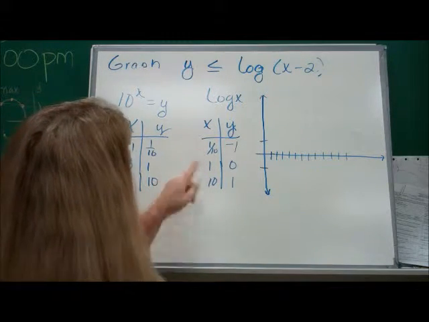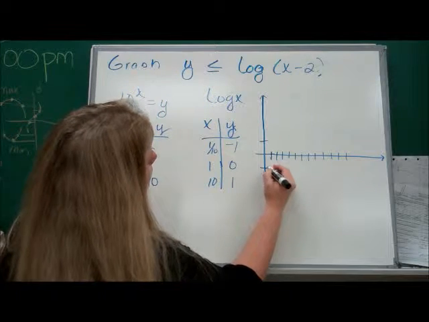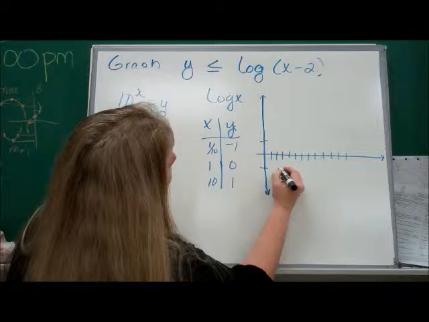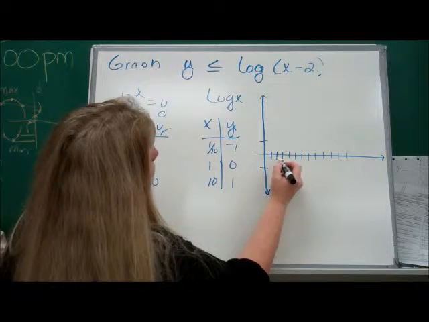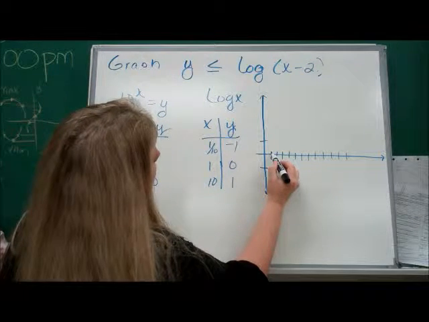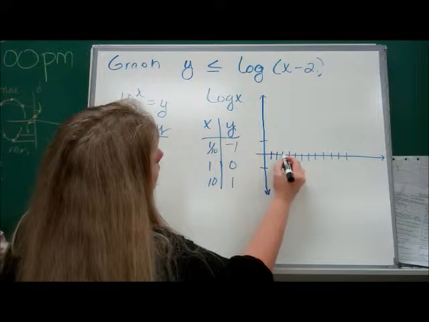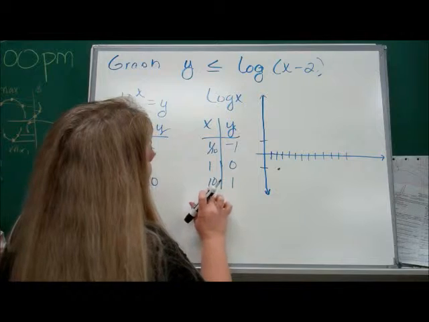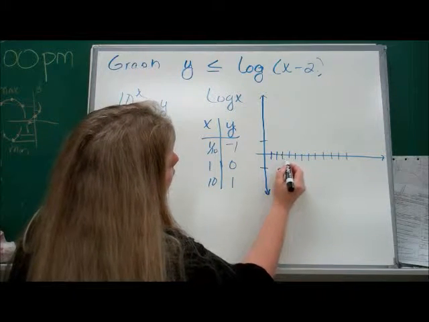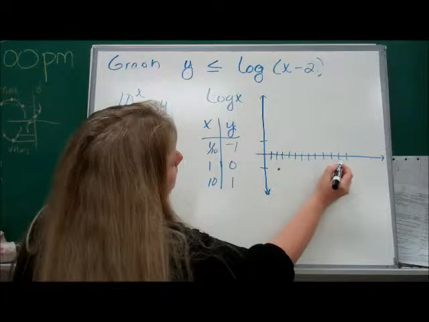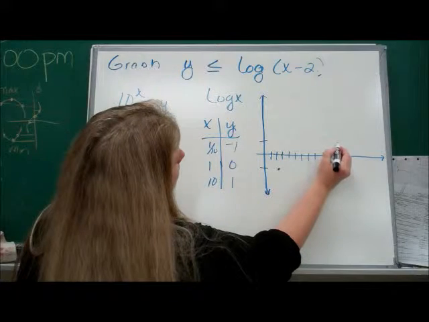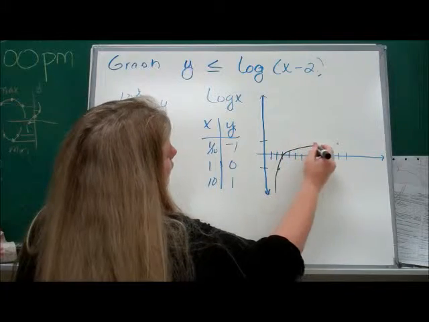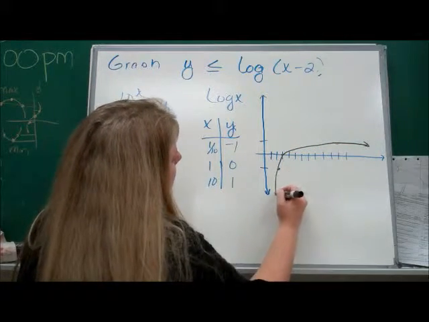So instead of our point being at 1/10, negative 1, it's going to be at 2 1/10, negative 1. Instead of it being at 1, 0, it's going to be at 3, 0. And instead of it being at 10, 1, it's going to be at 12, 1. Okay. So here is our graph of the log of x minus 2.